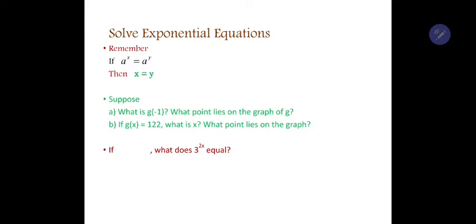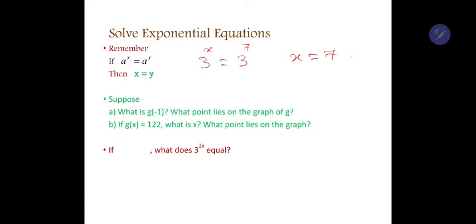Also we discussed that if two numbers with the same base are equal, their powers are equal. For example, if we have 3 to the power x equals 3 to the power 7. Now because the bases are the same, the powers have to be the same, so the answer of this is going to be x equals 7.